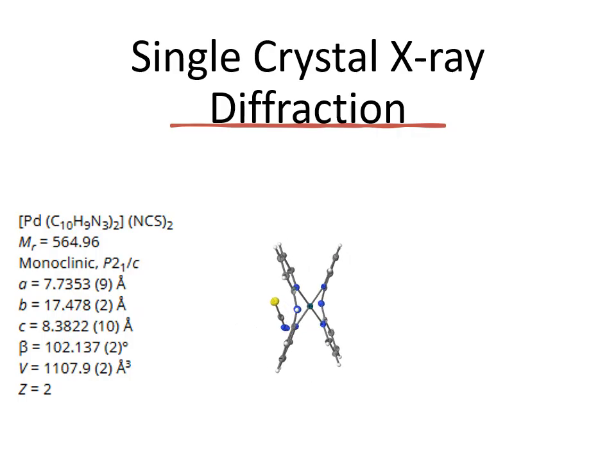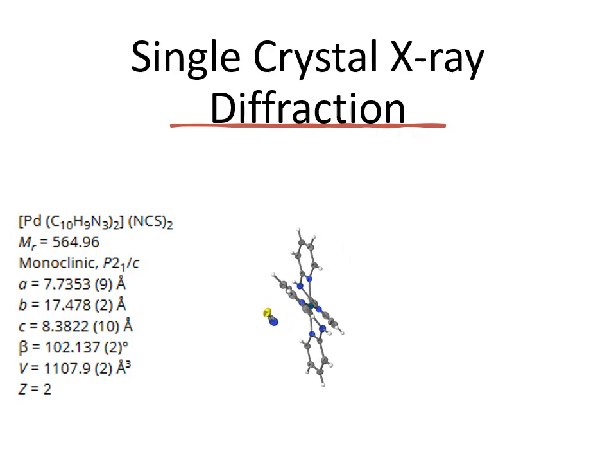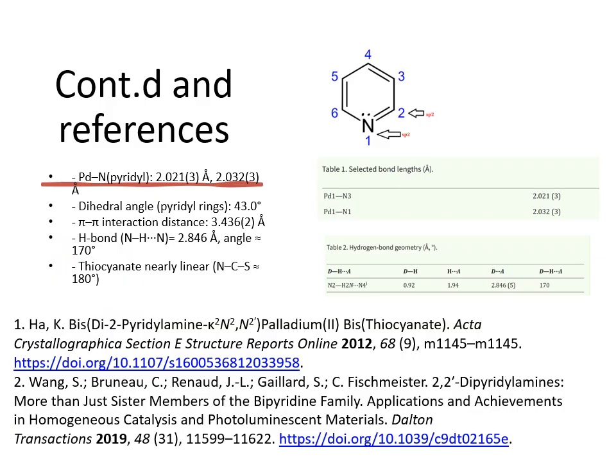a, b, and c represent the lengths of the unit cell dimensions of the crystal, and beta represents the angle between a and c. The palladium-nitrogen bond lengths were measured at 2.032 and 2.021 angstrom, which are consistent with typical palladium-nitrogen coordination distances. And the dihedral angle between the pyridine rings within each ligand was approximately 43 degrees, which suggests a twisted conformation that contributes to the stability of the complex.